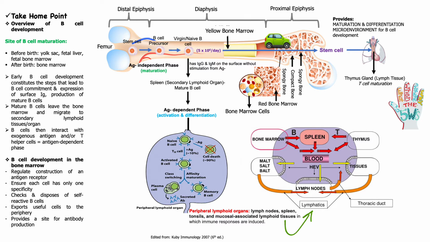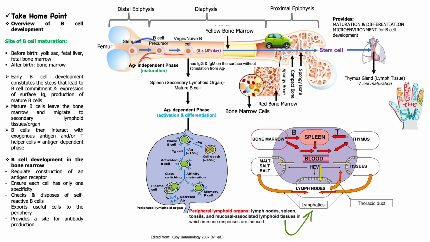The sites of B cell maturation before birth are the yolk sac, fetal liver, and also the fetal bone marrow, and after birth, it's in the bone marrow. The early B cell development constitutes the steps that lead to B cell commitment and expression of surface Ig or immunoglobulin, and the production of mature B cells. Mature B cells then leave the bone marrow and migrate to the secondary lymphoid tissue or organs, as you can see this is how the process takes place.